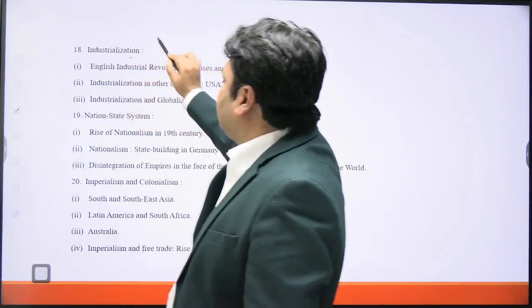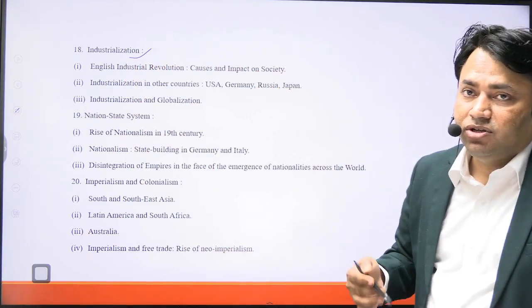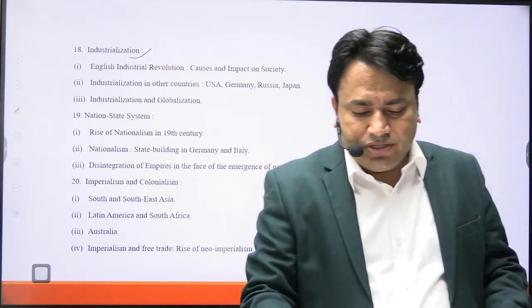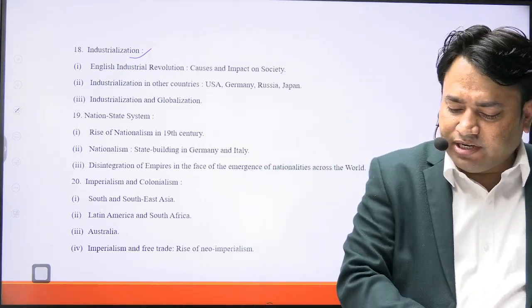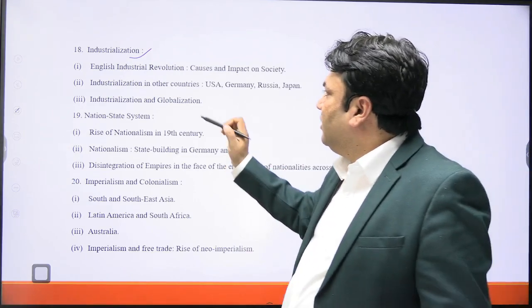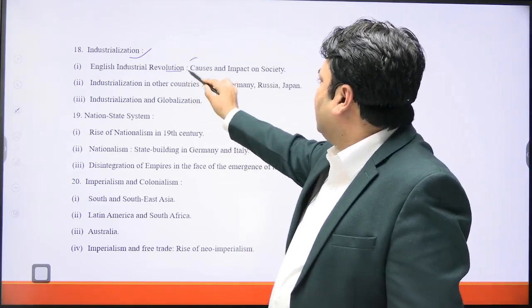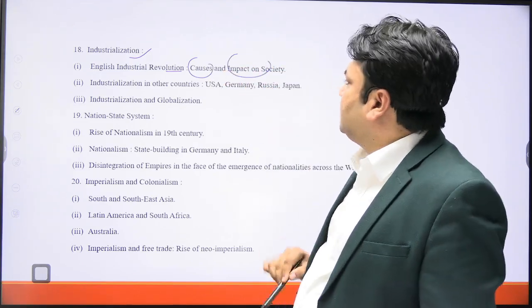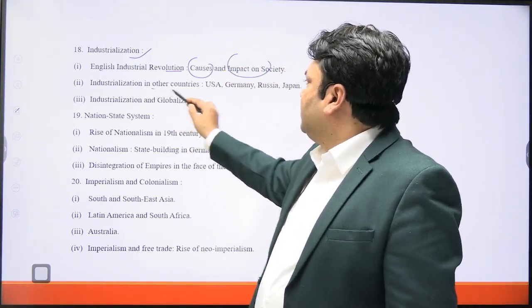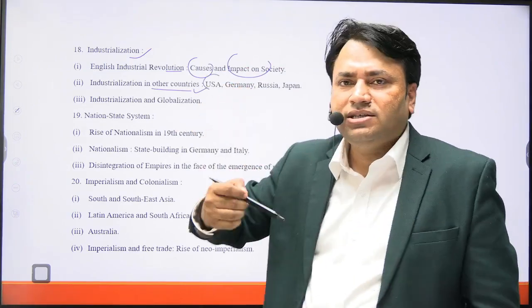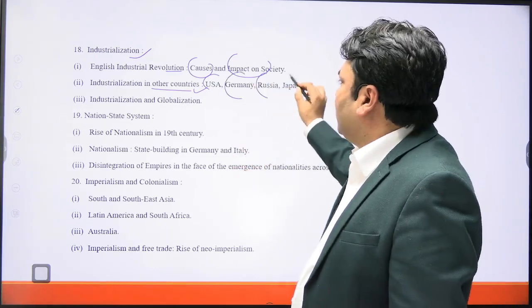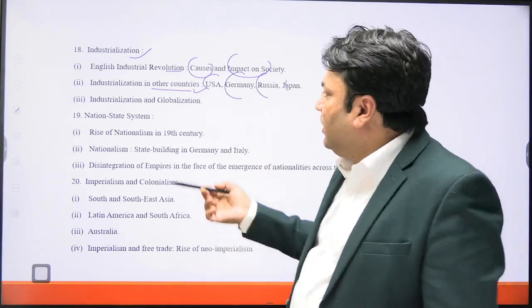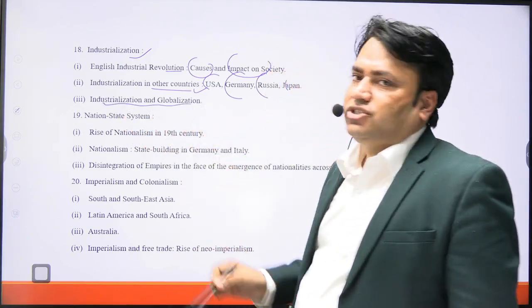Now, the next chapter is industrialization. That is also a very important topic in history. In industrialization, what we need to understand: the English Industrial Revolution, the causes of the Industrial Revolution, its impact on society, and the expansion of industrialization to other countries like USA, Germany, Russia and Japan. We need to read in detail about industrialization and globalization.